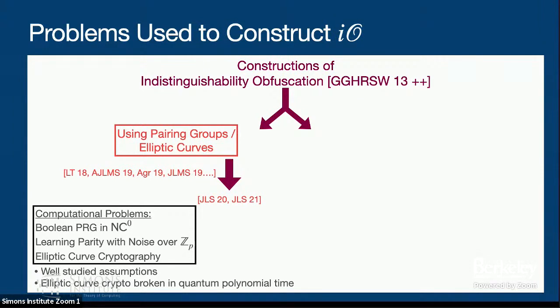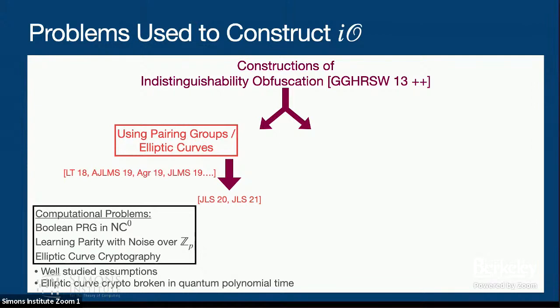The first problem is the existence of Boolean PRGs in NC0. Benny actually mentioned this in his talk. This is deeply related to the notion of random CSPs. The second problem is learning parity with noise over ZP, which is very closely related to decoding random linear codes with sparse noise. And third, of course, is elliptic curve cryptography. What's nice about this is that we now have some confidence in the feasibility of this primitive, if you assume that these kinds of problems are hard.